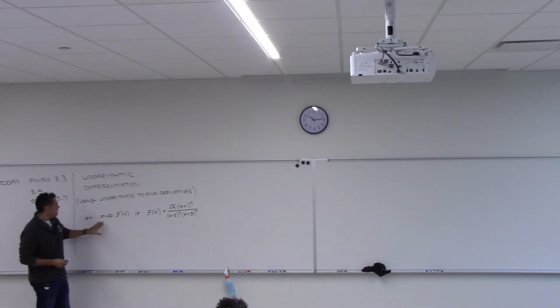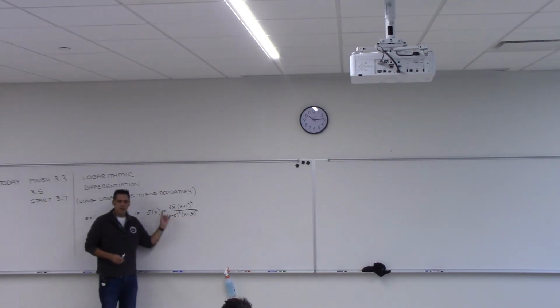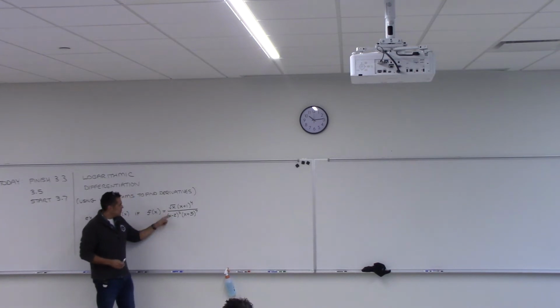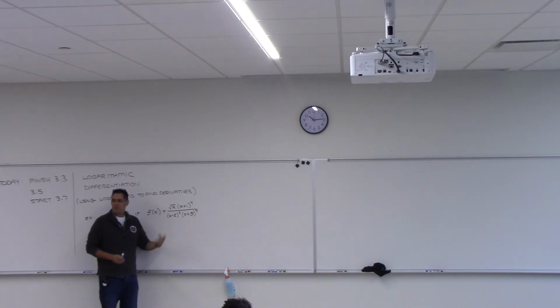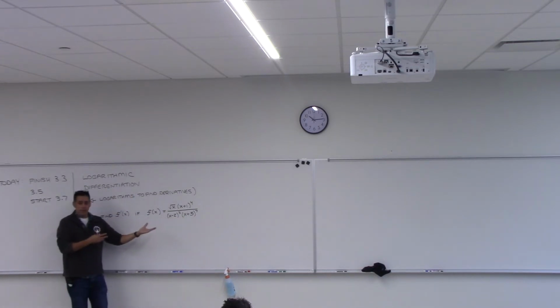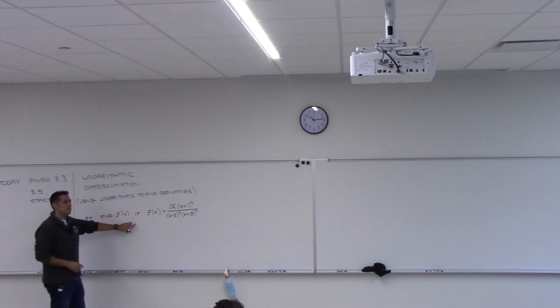So like this example here, we have f of x is this function. Nowhere in here is a logarithm. Nowhere in here is an exponential, right? This is just square root. That's like a polynomial. Polynomials on the bottom. So there's no logs, no exponentials. However, we can use logarithmic differentiation to help us get this derivative.